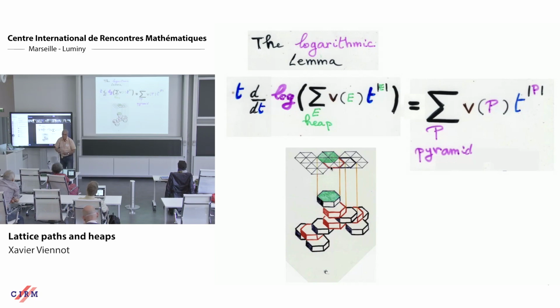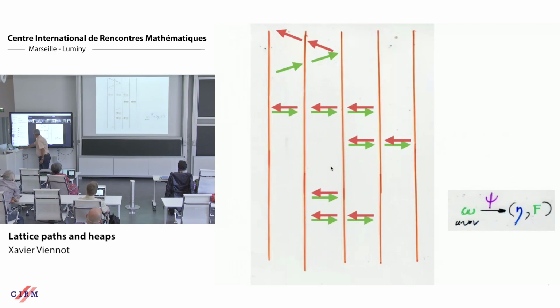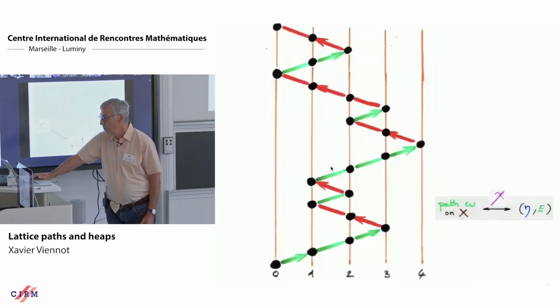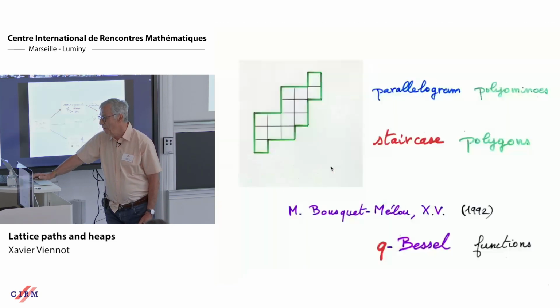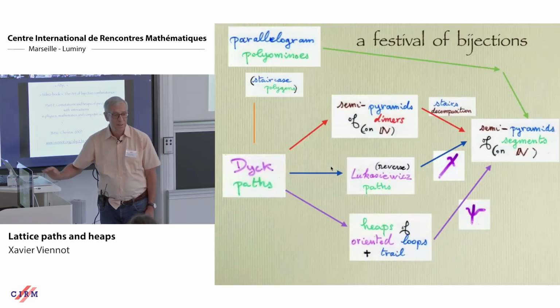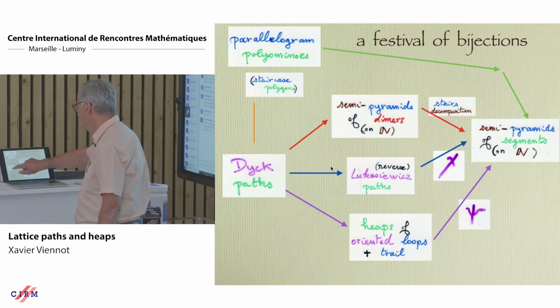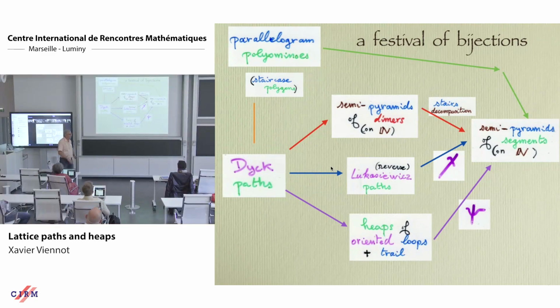So again, you have this duality of segments, and this follows the festival of bijections. Okay, that's it. So this is a bijection between Dyck paths and semi-pyramids, using the third lemma. This is Lukasiewicz. This is a paper with Mireille Bousquet-Mélou. All this commutes, and you have a festival of beautiful things. And this is the tip of the iceberg, as Christian was saying. Okay. Thank you very much.